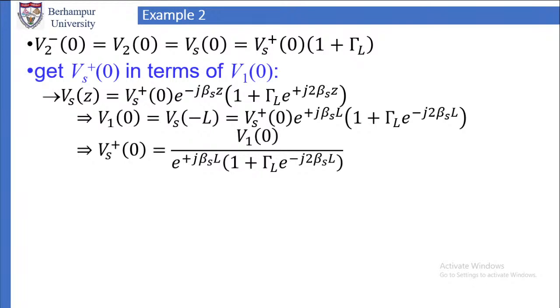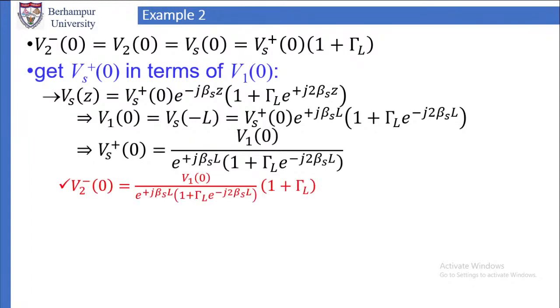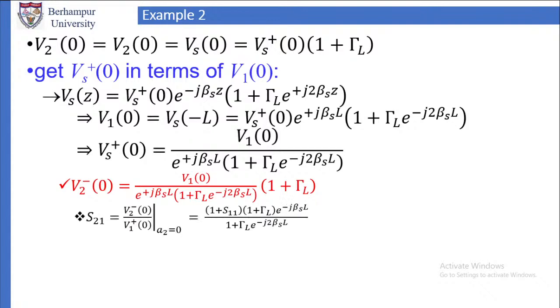Now you have got Vs plus 0. Since we have got Vs plus 0, we have got V2 minus 0 also, because V2 minus 0 is in terms of Vs plus 0, that into 1 plus gamma L. So from that we find the expression for V2 minus 0, which will be V1 0 divided by exponential j beta s L, whole into 1 plus gamma L exponential minus j2 beta s L in the denominator, and this whole factor into 1 plus gamma L, that is V2 minus 0.